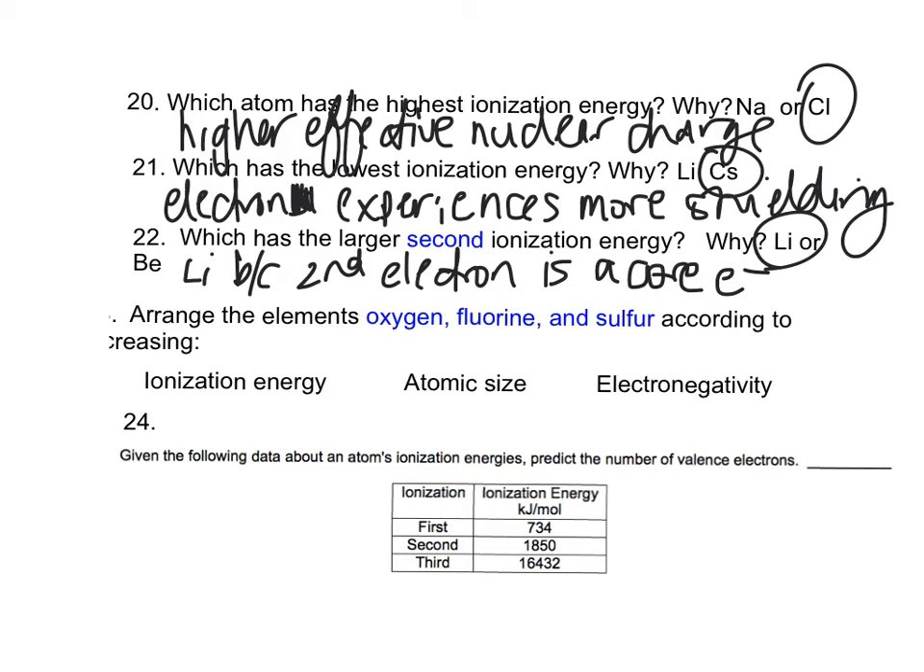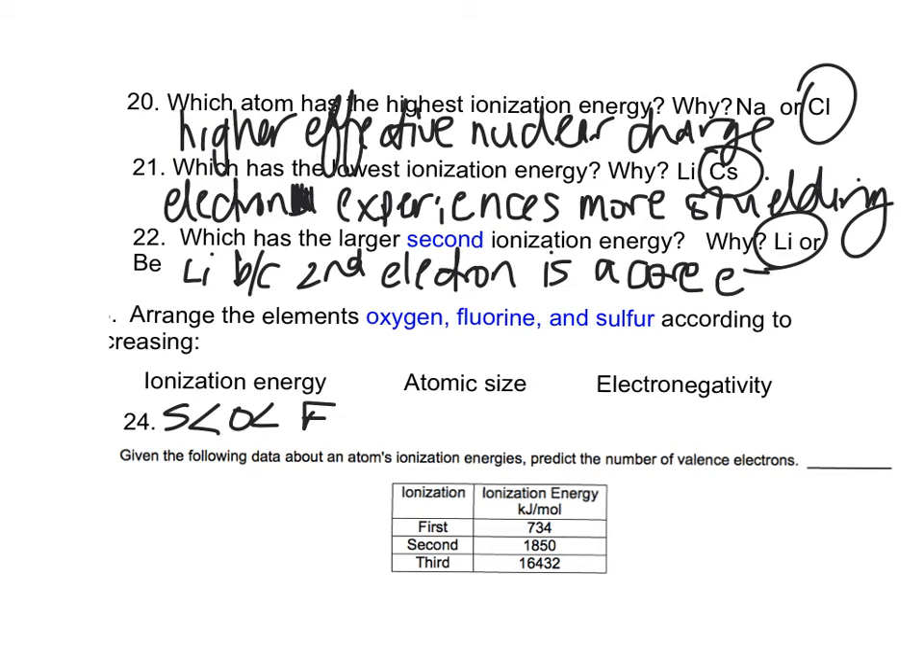All right, arrange the elements oxygen, fluorine, and sulfur according to increasing ionization energy. So we're comparing oxygen, fluorine, and sulfur. Remember, level takes precedence. So the sulfur, being down below, is going to be the one with the least ionization energy. And then fluorine the floozy is super, super highly electronegative, and its super effective nuclear charge really holds onto electrons, so that's going to be the highest of the three in ionization energy.